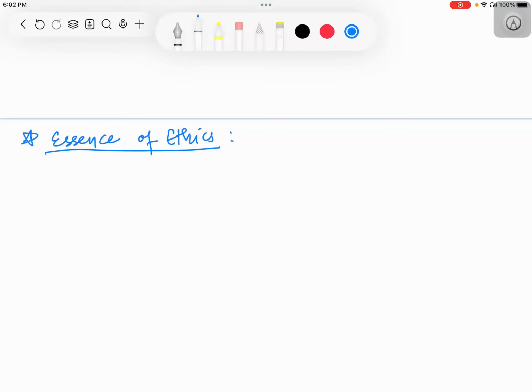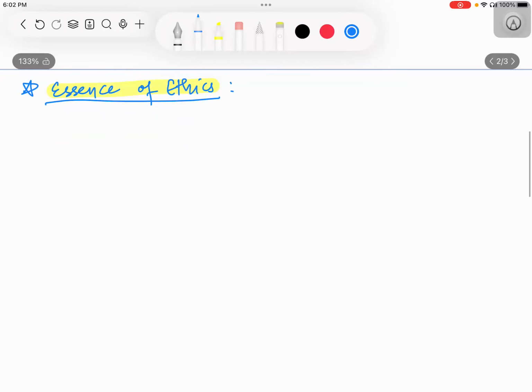Can you tell me what you mean by essence? Basic structure. Yes, the most essential part of something, the core value of something. Right, that was the term I was looking for. It means what is the core of ethics, right?